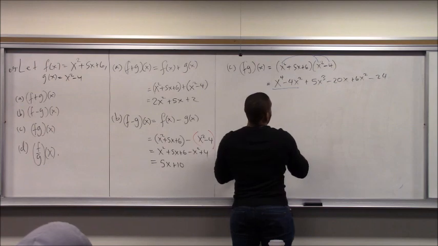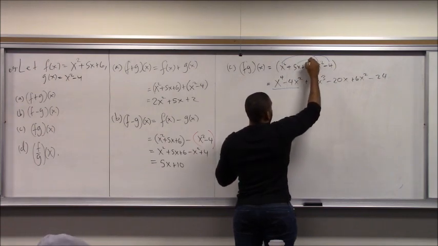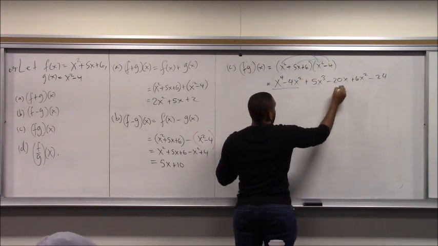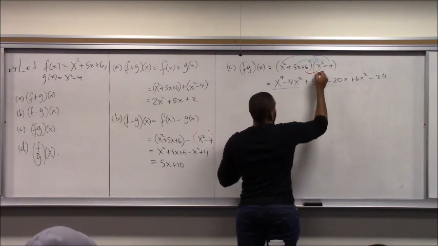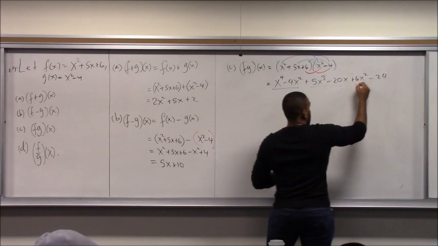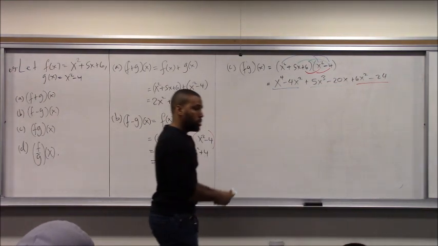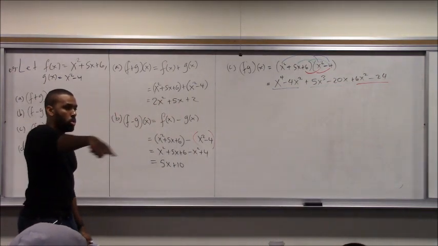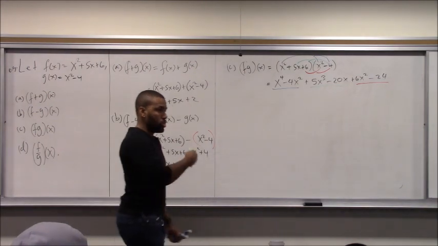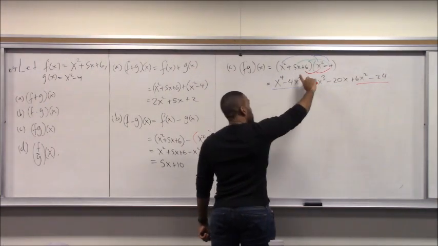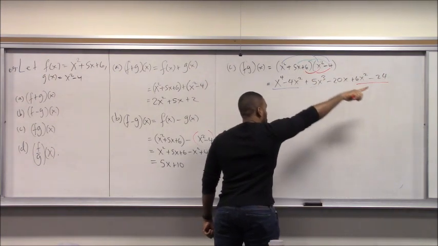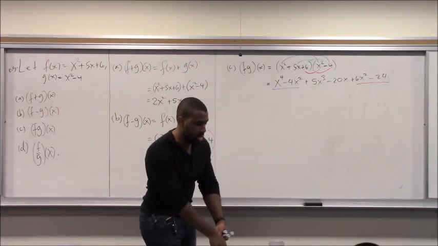And then we went 5x times this, 5x times that, that's the second part. And then we went 6 times this, 6 times that, and that's the third part. Take each individual term in one set of parentheses and multiply everyone in the other set. Just do it one at a time. Start with this guy, multiply everyone over there. This guy, multiply everyone over there. This guy, multiply everyone over there, and then you combine like terms at the end.